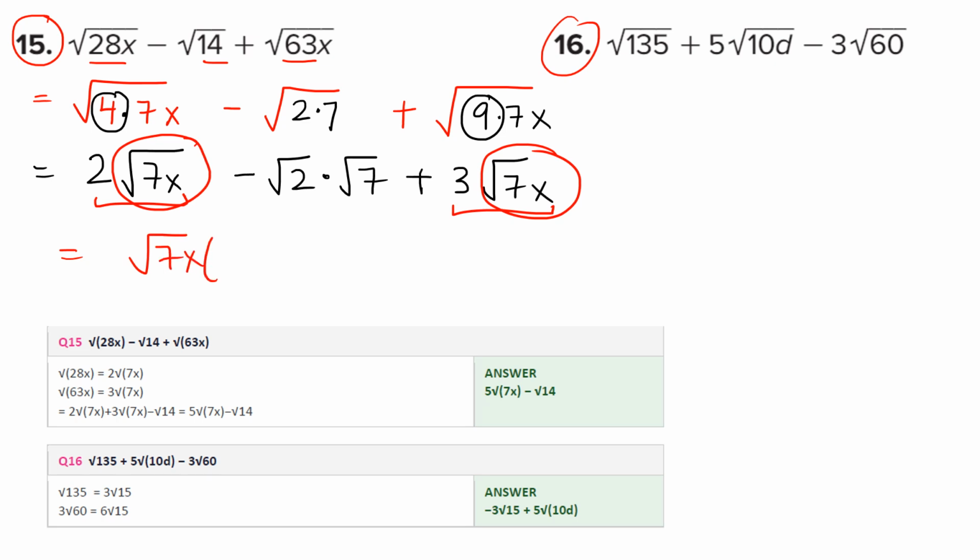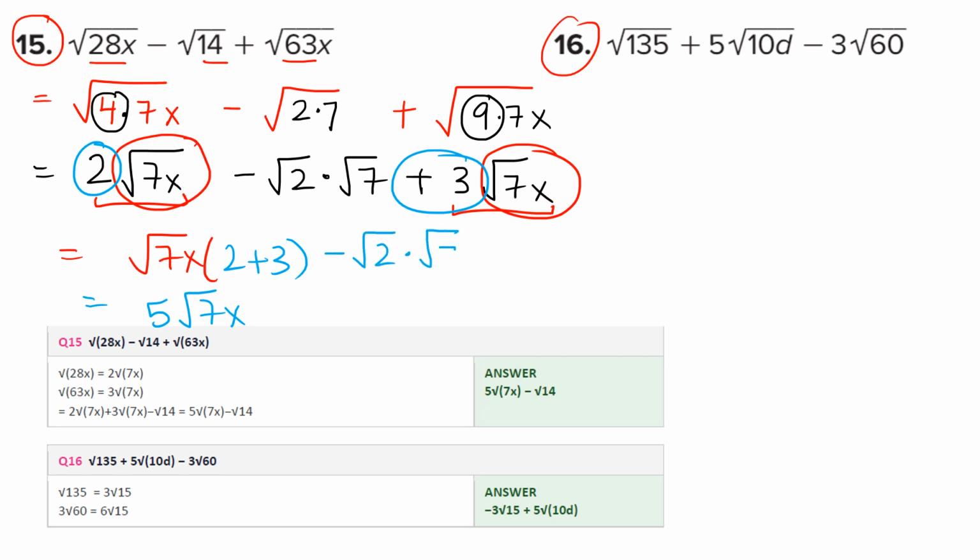So when I take square root 7x together, I have here 2 plus 3, which will give you 5. So 5 square root 7x. That's what you get from here. Now, either you can write it like this, square root 2 square root 7, or you may also multiply and give your answer as square root 14. So both are correct. If you see, the answer which is matching the option is this one.